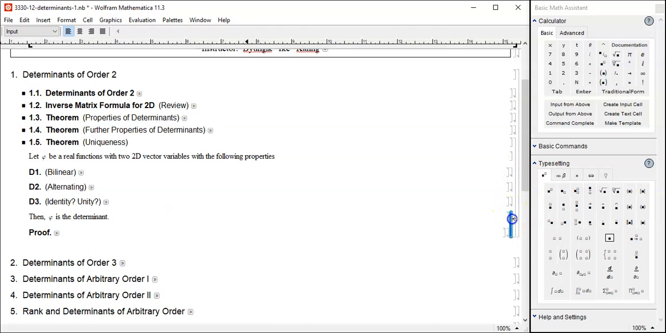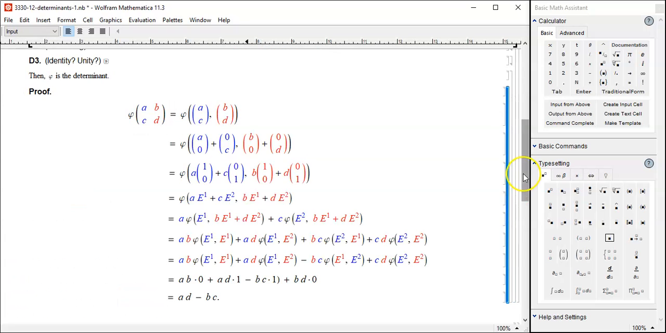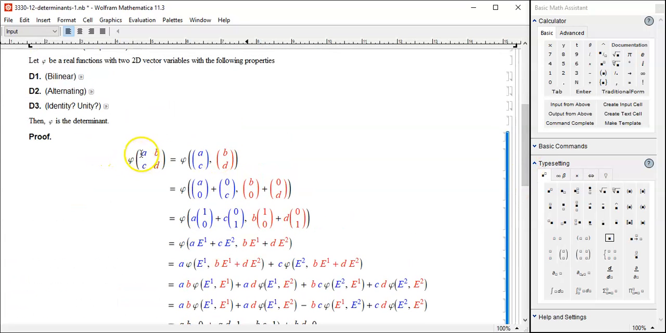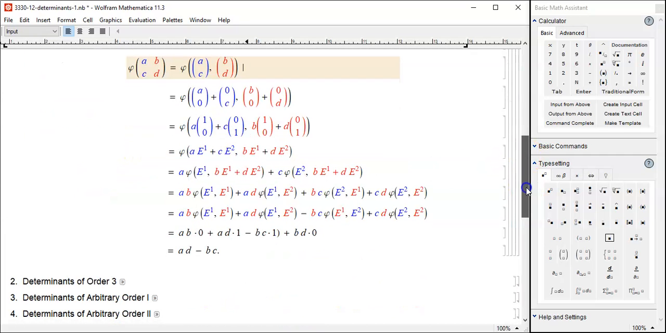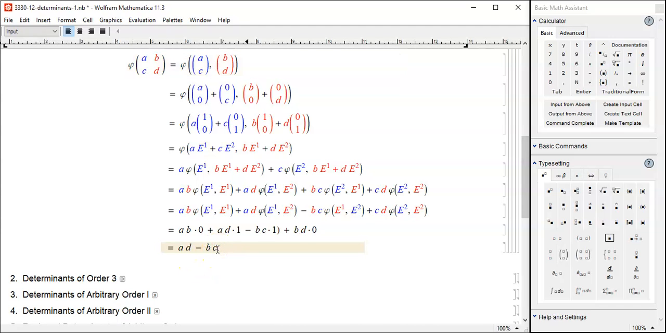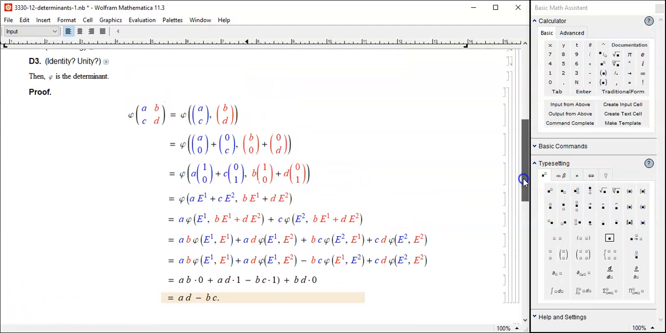Okay. All right, let's prove. So if you have first column AC, second column BD, like this, AC, BD, and using those properties, bilinear, alternating, and identity property, we have to prove that this is AD minus BC. In the end, am I getting AD minus BC? Yes. Let's follow this from here.